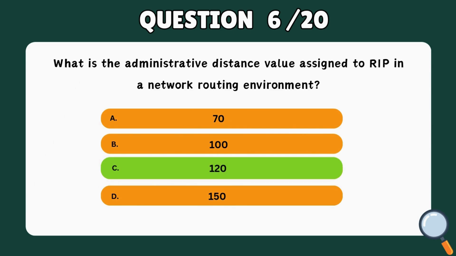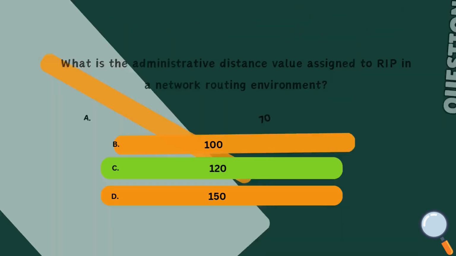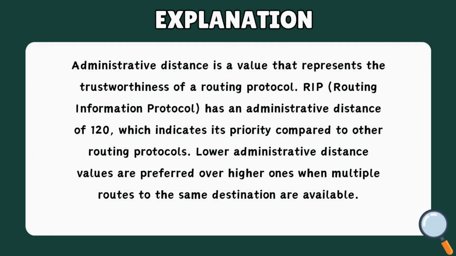Correct answer: C. 120. Administrative distance is a value that represents the trustworthiness of a routing protocol. Routing Information Protocol has an administrative distance of 120, which indicates its priority compared to other routing protocols. Lower administrative distance values are preferred over higher ones when multiple routes to the same destination are available.